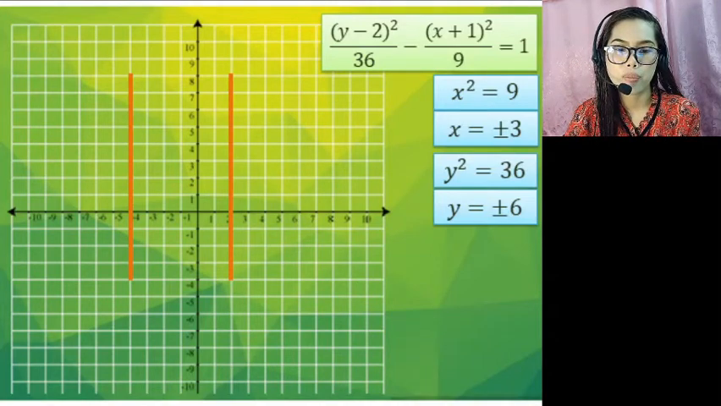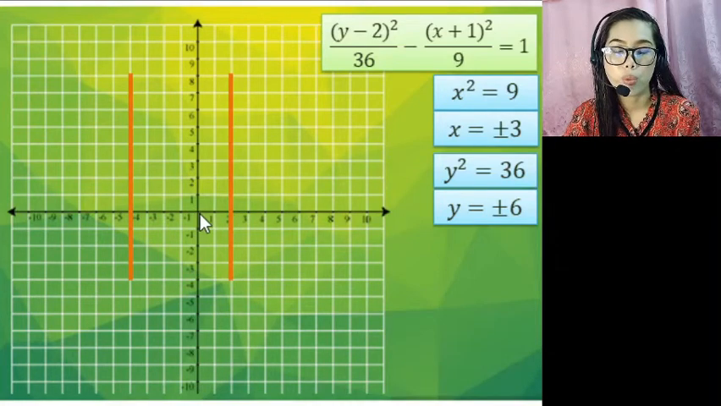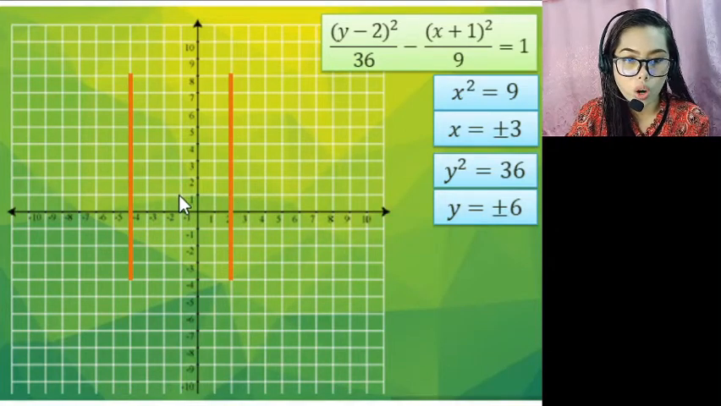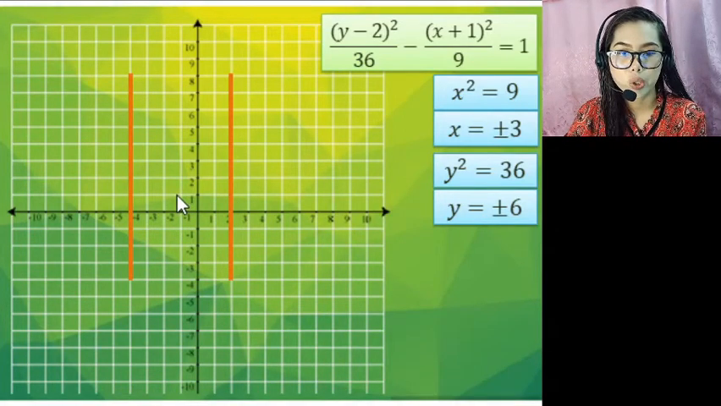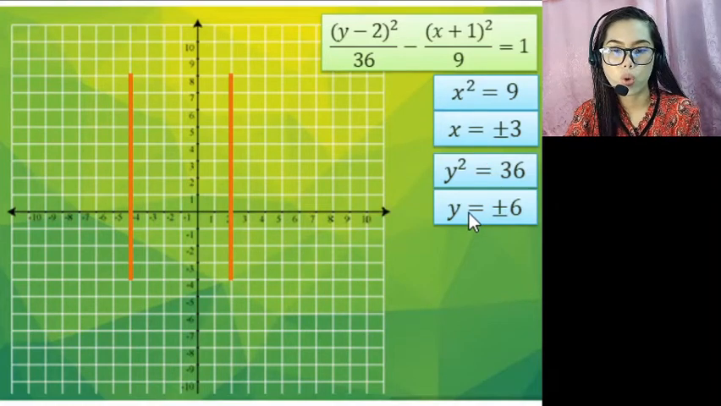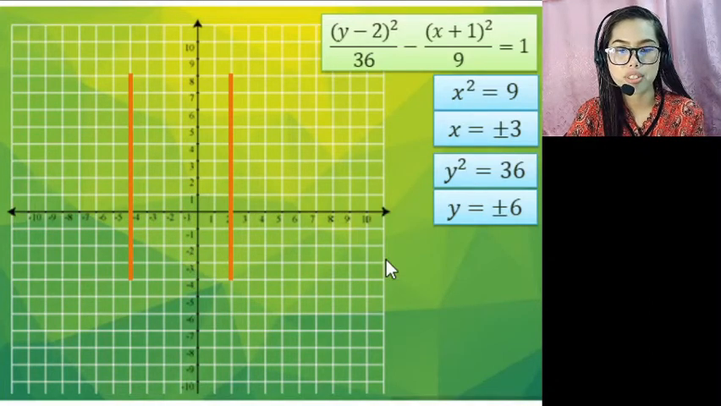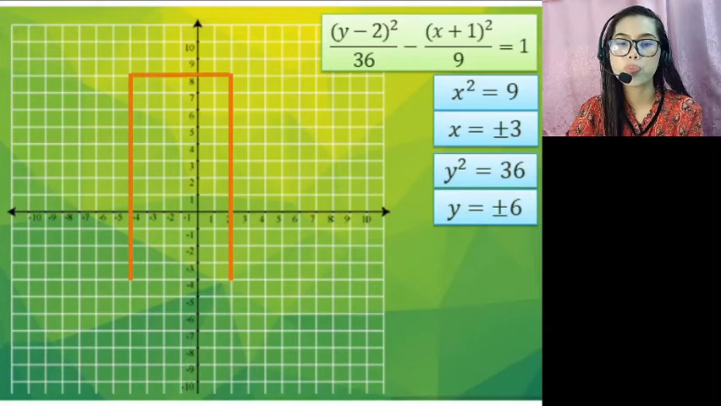Now, if you have noticed, our center doesn't lie on the origin; it lies at (−1, 2). So this is our center. We're going to count 3 units to the left and to the right. For y equals ±6, we count 6 units upward, 1, 2, 3, 4, 5, 6, and 6 units downward, 1, 2, 3, 4, 5, 6. And there you have your framework.